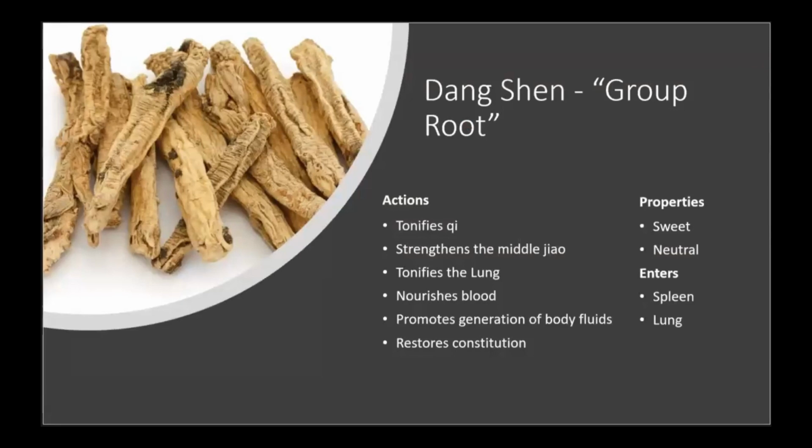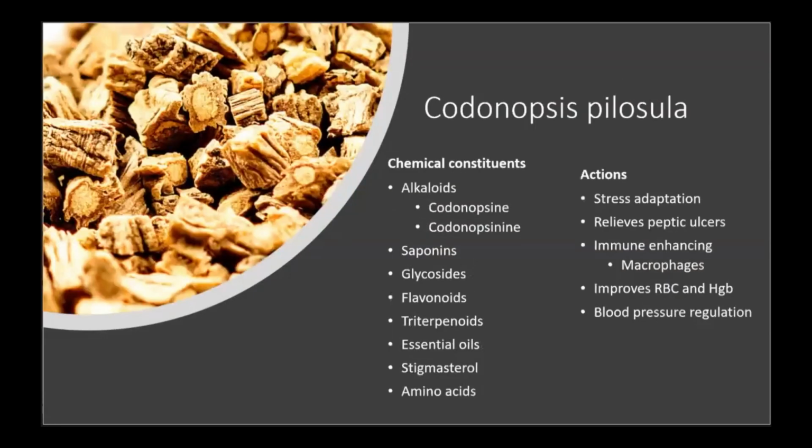So, like I said, Codonopsis is often the replacement for Renshen, for ginseng, because it's not heating and it's much cheaper. So for most people, it's easy to get. It still does a good job. It's a really interesting root, similar. It's sweet. It's got a little bit of the same properties, spleen and lung. Tonifying, nourishes the blood, restores constitution, tonifies qi, strengthens the middle jiao. Middle jiao is the digestive center. So it does all the same kind of things.